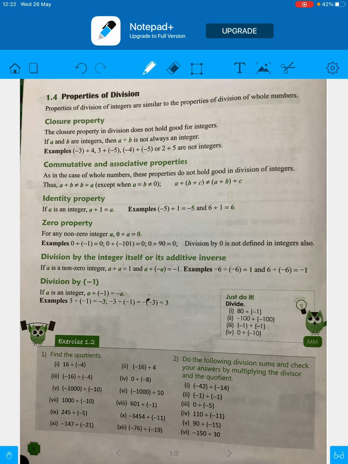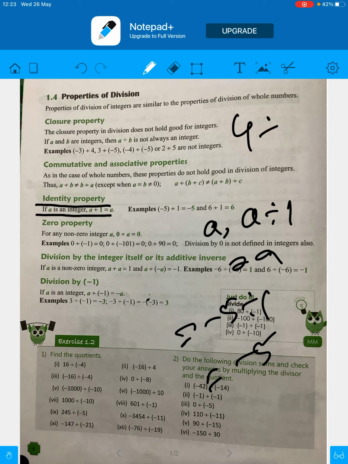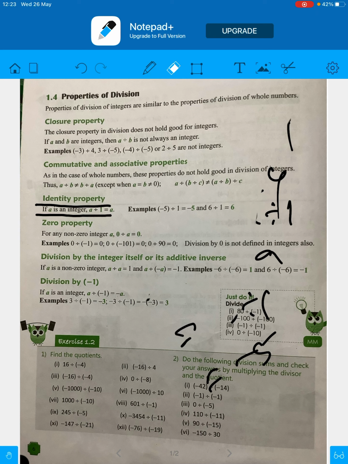Number 3 is identity property. If a is an integer, a divided by 1 is equal to a. Okay? If a is an integer, then a divided by 1 is always equal to a. If a is equal to minus 5, minus 5 divided by 1 is also equal to minus 5. 4 divided by 1 is equal to what? 4 only. Right? So this is what is identity property.